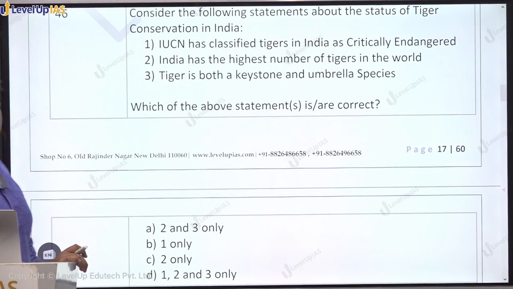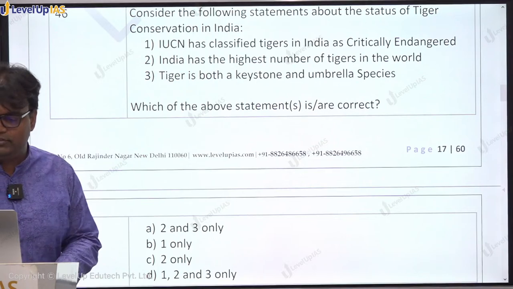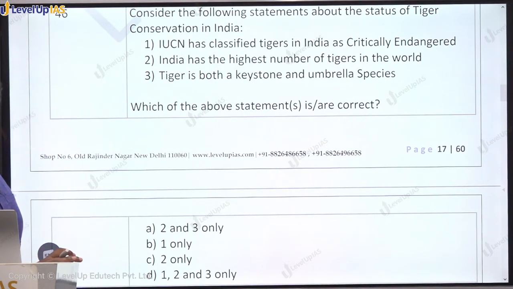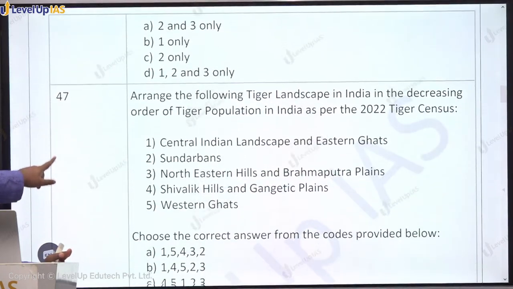46. Status of tiger conservation. Whose turn is it to answer? 46. A? 2 and 3. Yes. Tigers are endangered, not critically endangered. The rest, 2 and 3, are correct. So 46 is A.